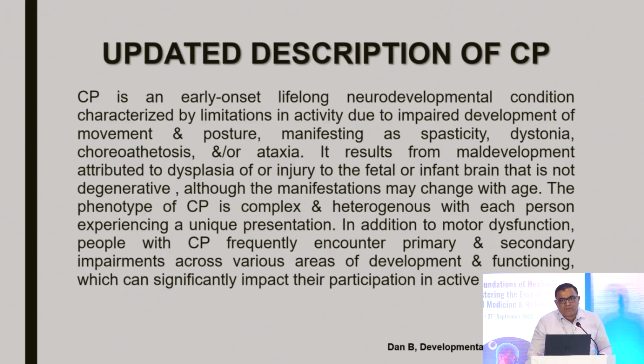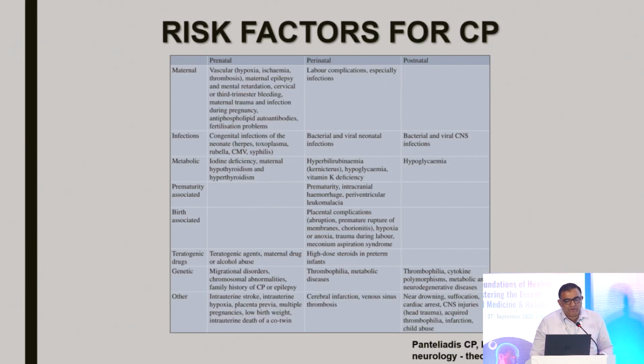Now coming to risk factors of CP, we all know the risk factors can be grouped into three: the prenatal, perinatal and postnatal. 70 to 80% of the causes are because of the prenatal and 10% of the causes are because of perinatal.